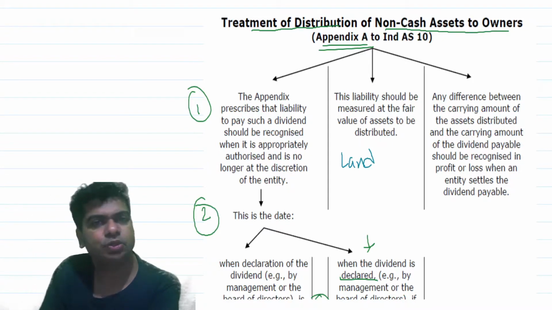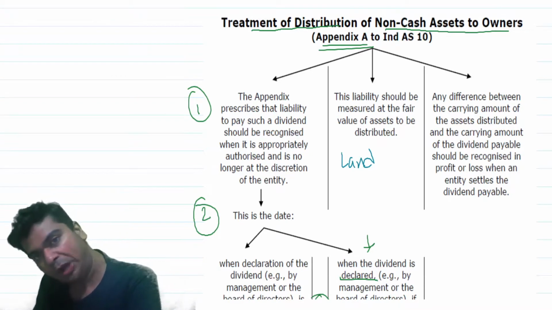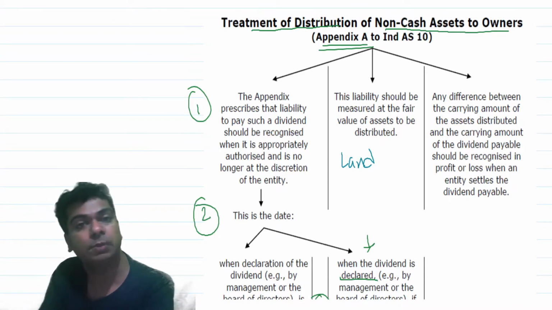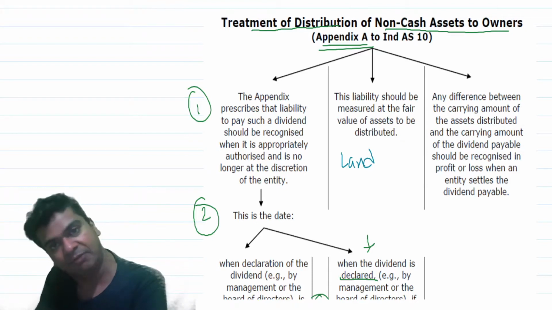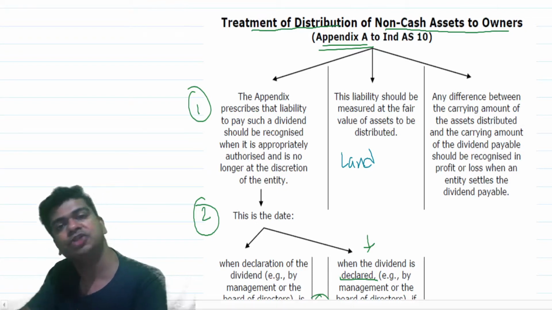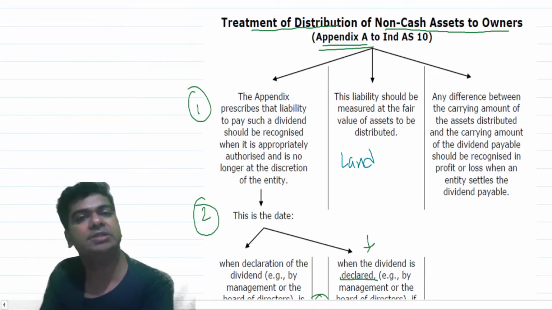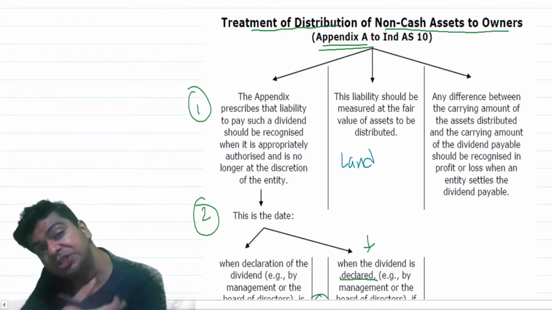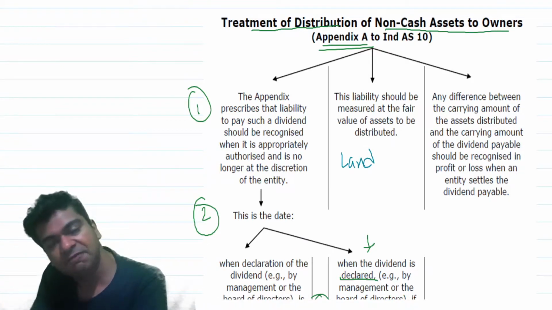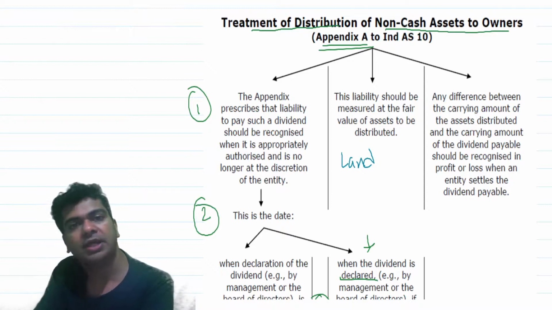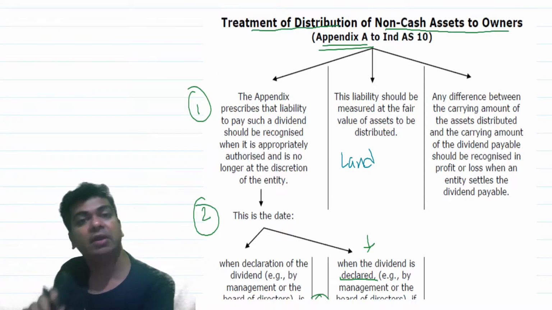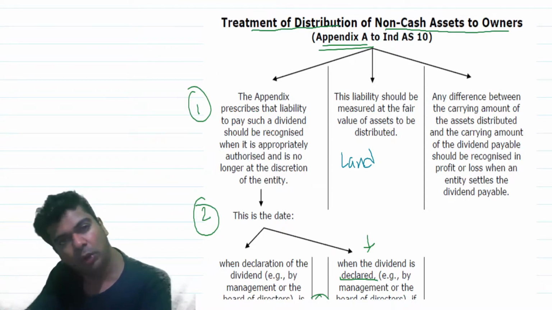It is needless to say over here that such kind of non-cash dividends normally will be possible only in those companies which have a limited number of shareholders. A publicly listed company having a huge number of shareholders will find it difficult to distribute a non-cash asset. But let us say there is an entity which has only four shareholders. Think in this way.